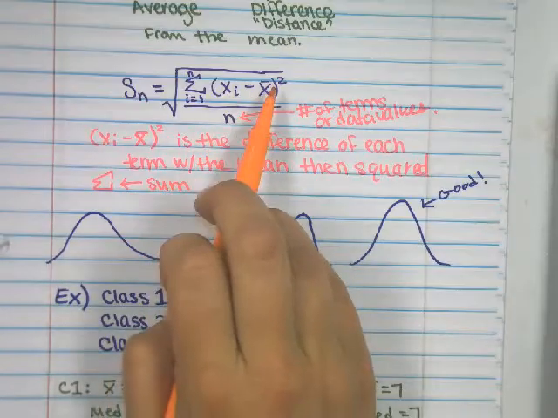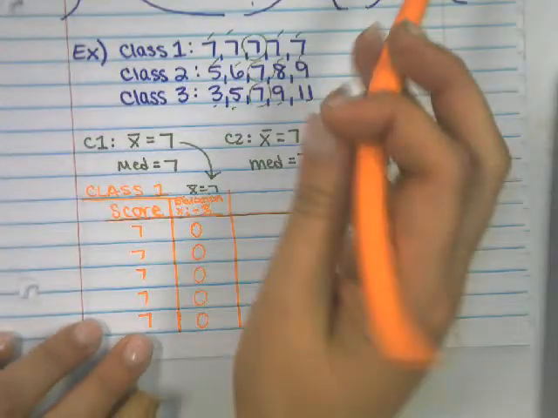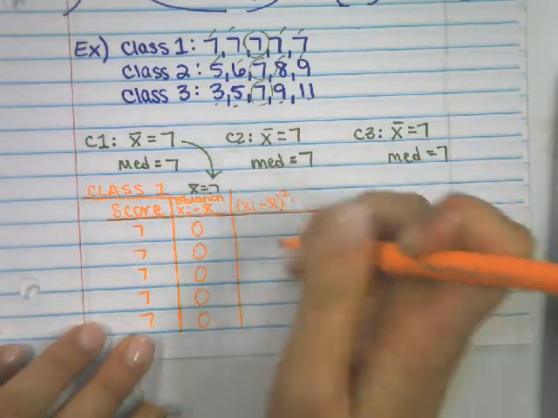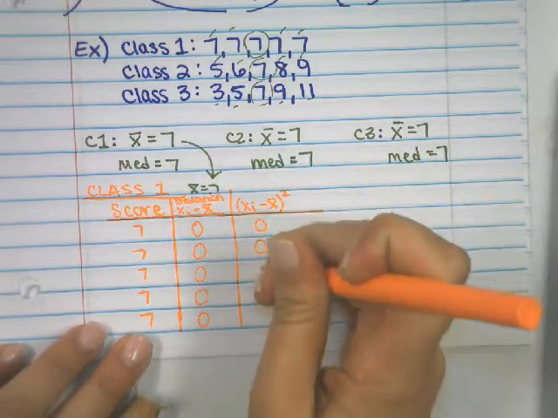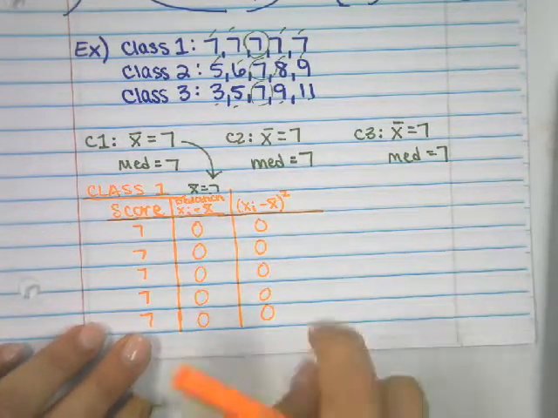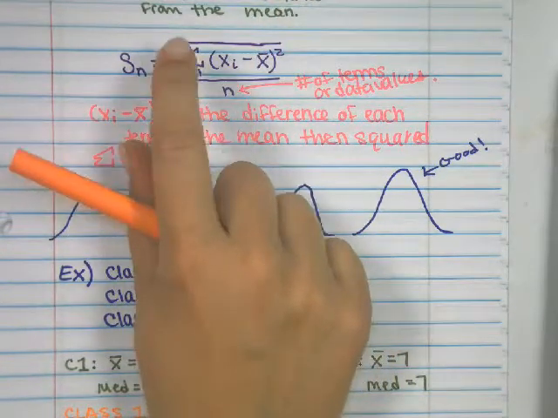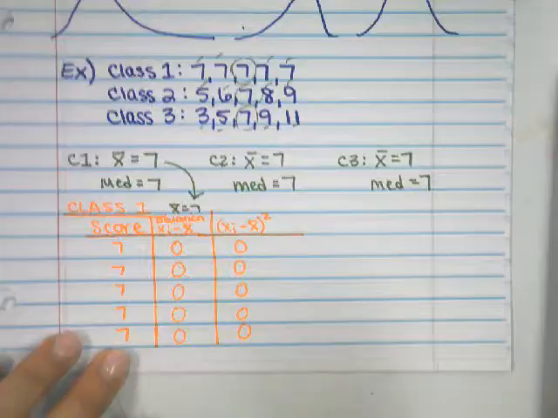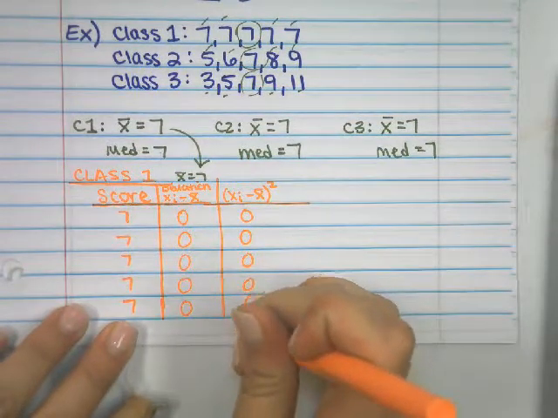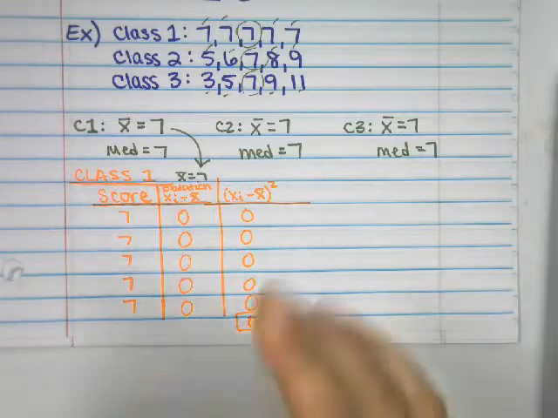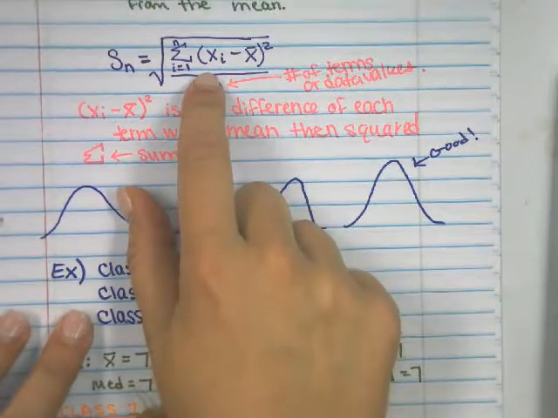The next thing we needed to do was square that. So we take this xi minus x bar and square it. 0 squared is 0. So now we've done this piece: we found the differences and squared them. Now we add them all up. We do the sum: 0. So that's the entire top of this.